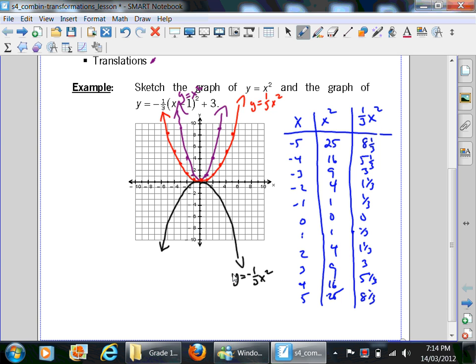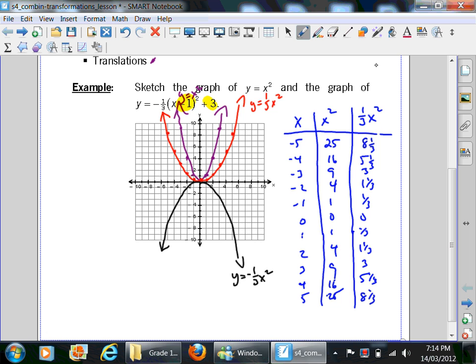Step 3 are the translations. We've got 2 translations here, and we can see the translations that we have by looking at this -1 in the brackets and this +3 outside the brackets. They both have an effect on this graph. So what's the -1 going to do? Well, it's going to move it to the right 1 spot.